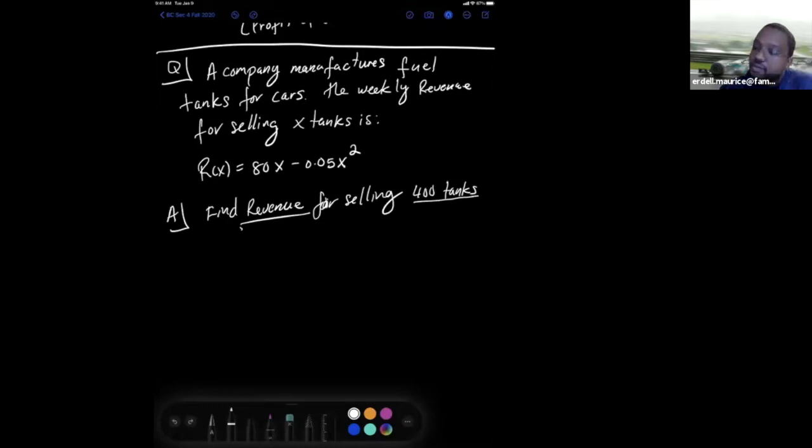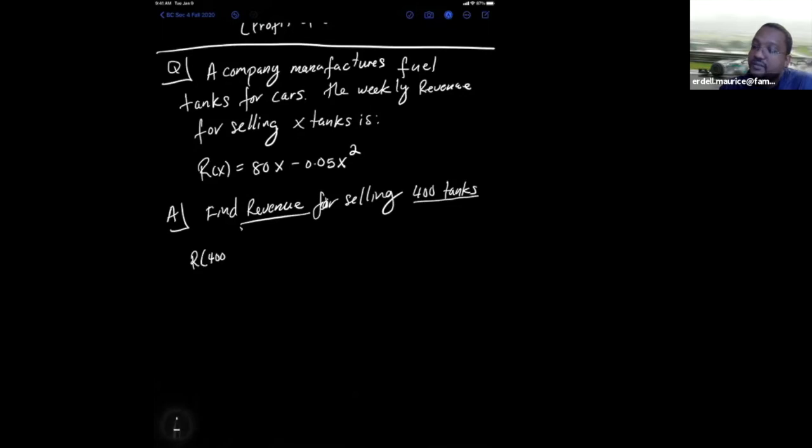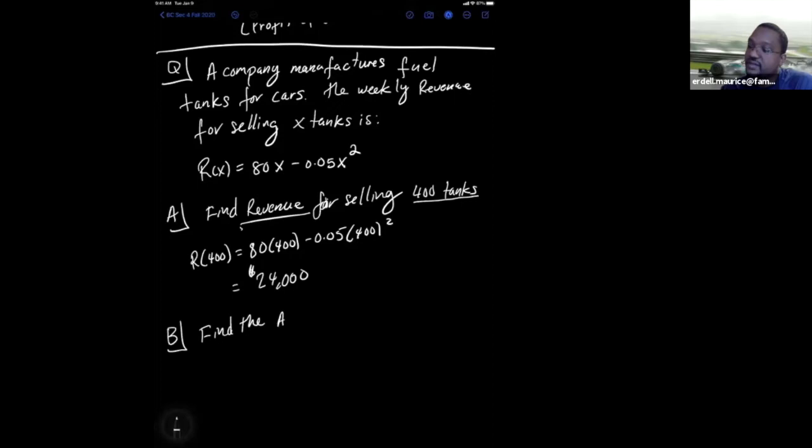So, the revenue for 400 items is equal to 80 multiplied by 400 minus 0.05 times 400. When you work that on your calculator, you should get the answer of 24,000. Questions there? All right, next one. B. Find the average revenue for selling 400 pens.